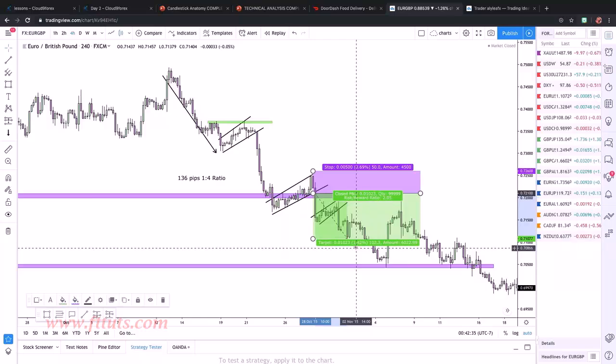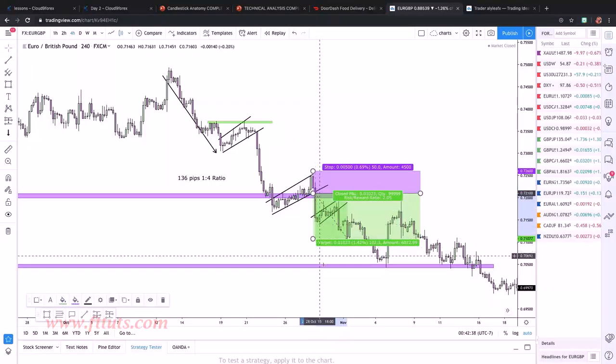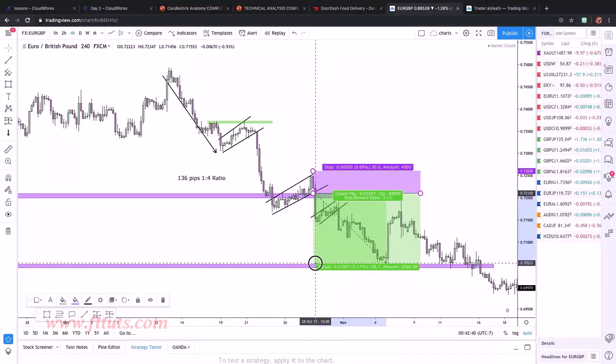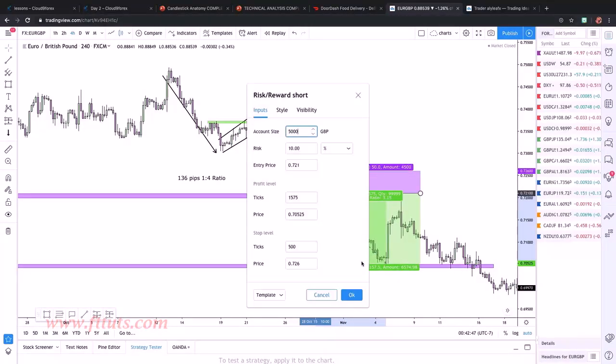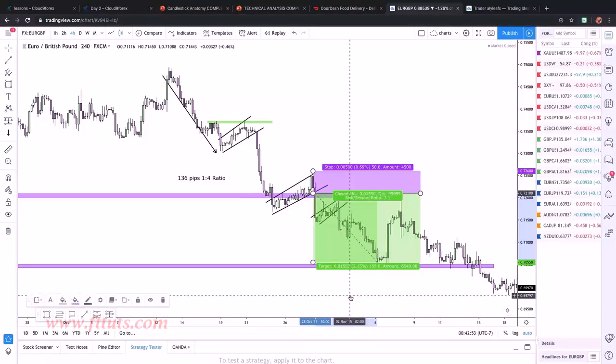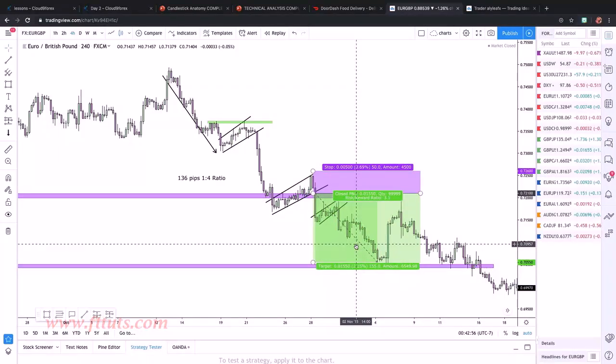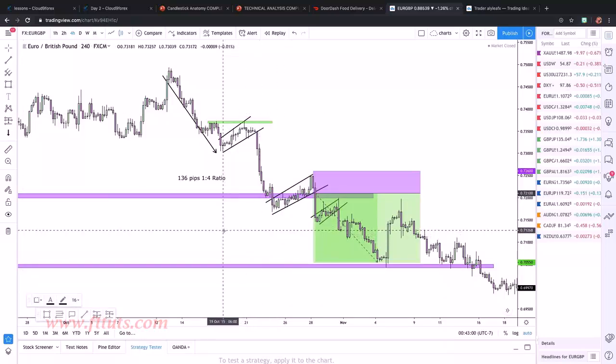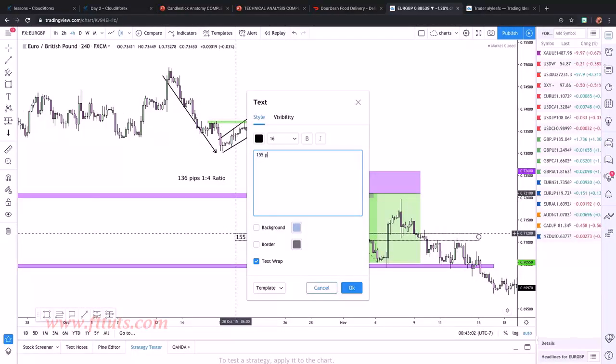So we take our short position, set our stop loss right above the flag, and then we have a target right around there to our next support zone, which is a 1 to 3 ratio. So we just want to edit. Yeah, that's fine. So 155 pips, 1 to 3.